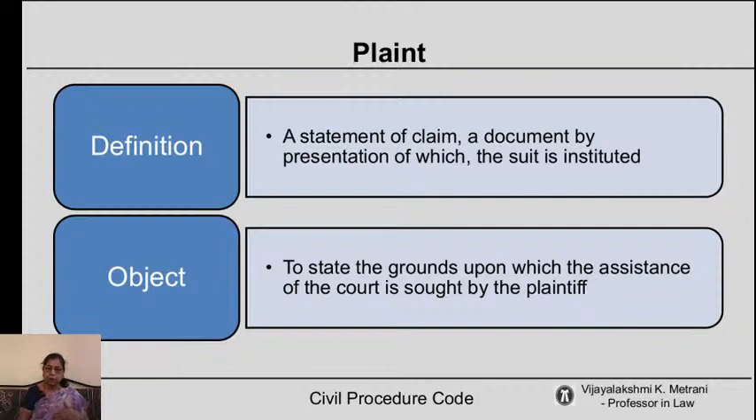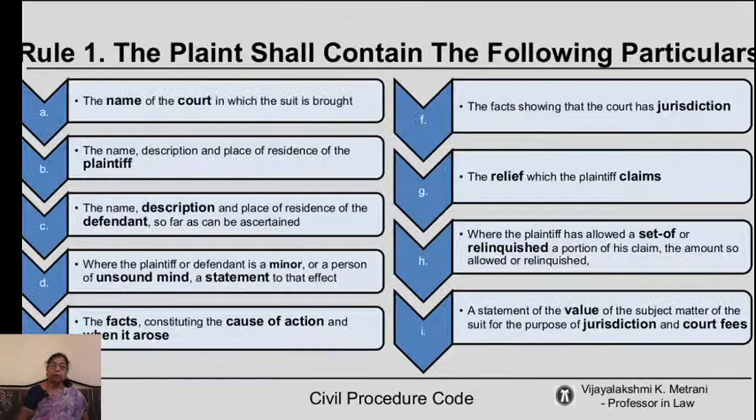So whatever comes before the court has to be later on proved by help of evidence. So this object has to be served. So that is why, looking at this object, we have to see what are the particulars which have to be given in the plaint. Now rule 1. First of all, rule 1 lists all the following particulars which we have to file, all the particulars which are there to be stated before the court.